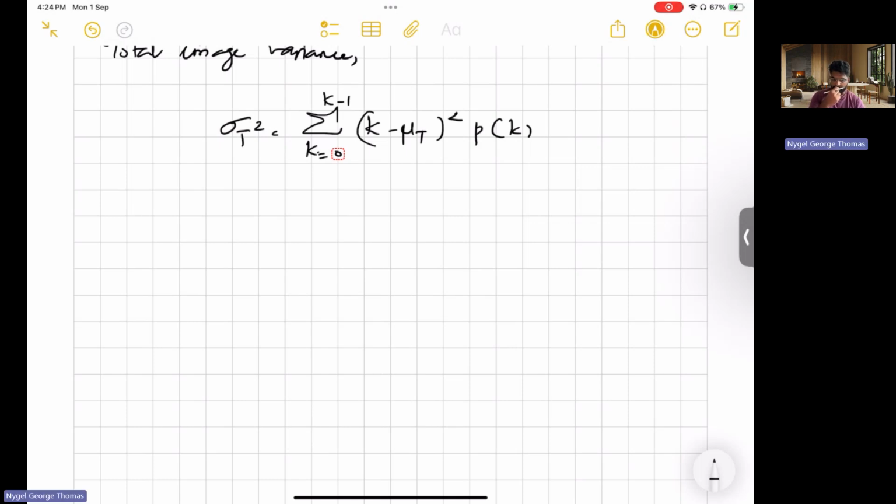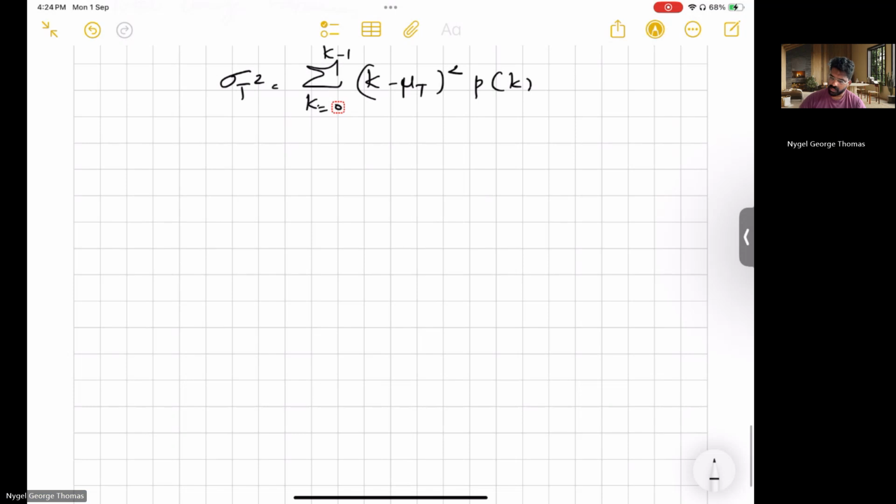Now we are defining another parameter called within class variance, or intra-class variance.